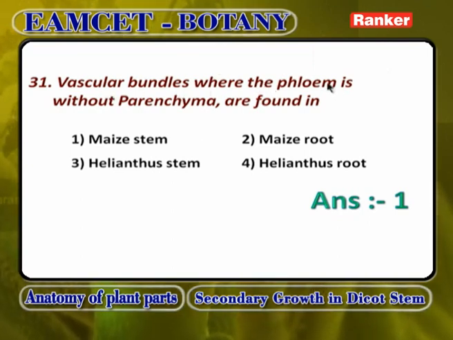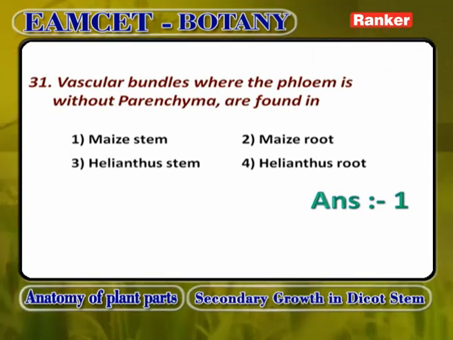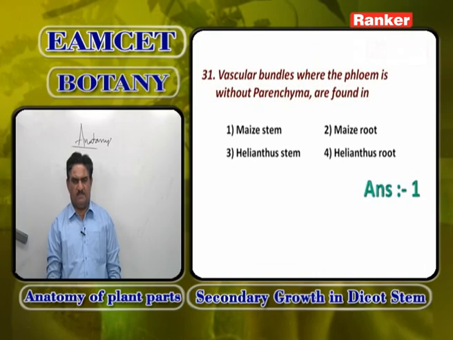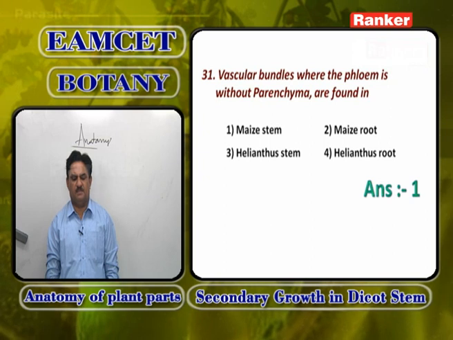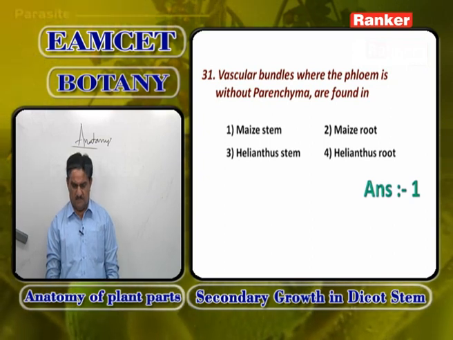Vascular bundles where the phloem without parenchyma is found. Phloem without parenchyma is phloem parenchyma. Phloem parenchyma is found in the phloem of maize root, the phloem of Helianthus stem, and the Helianthus root. It is absent only in maize stem. Why? Monocots are the plants where the phloem absolutely does not possess phloem parenchyma. So maize stem. First option.